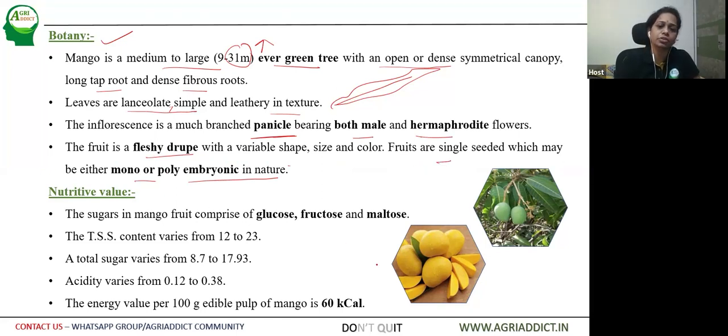Then if you look into the nutritive value of the fresh fruit, the sugars comprise both complex as well as simple sugars like glucose, fructose, and maltose. Then the TSS content for the ripe fruits ranges from 12 to 23 brix. Then total sugar varies from 8.7 to 17.3 percent. Acidity is 0.1 to 2.38 percent.